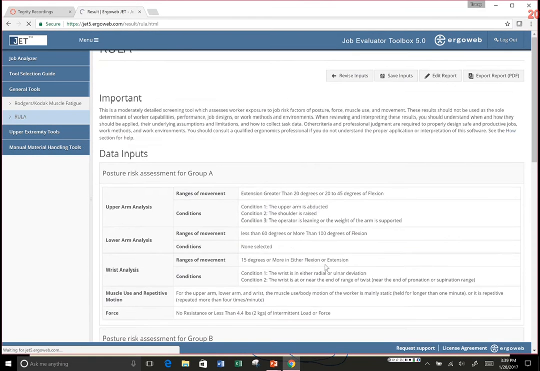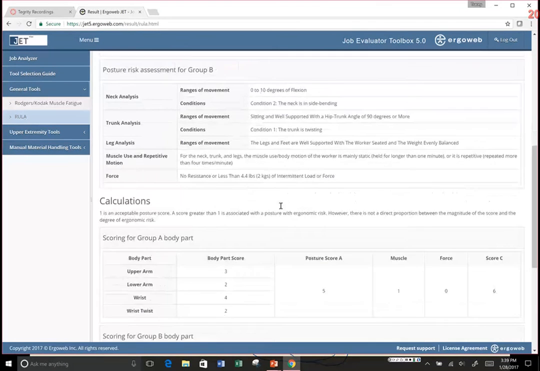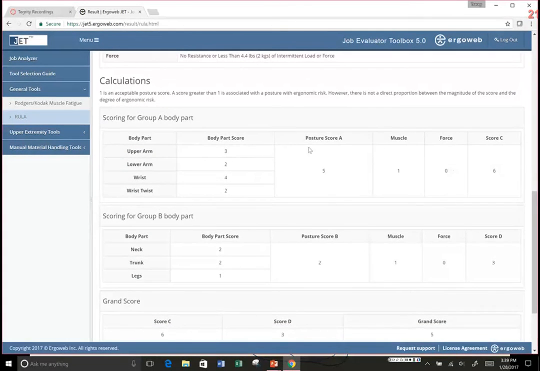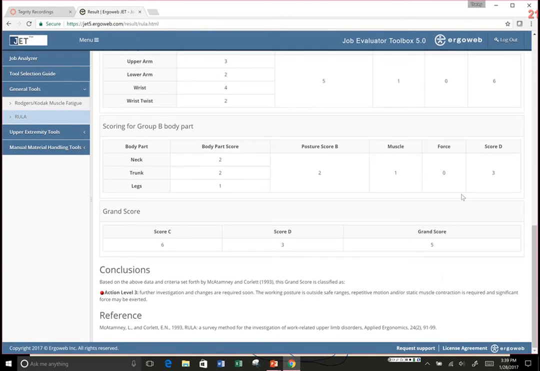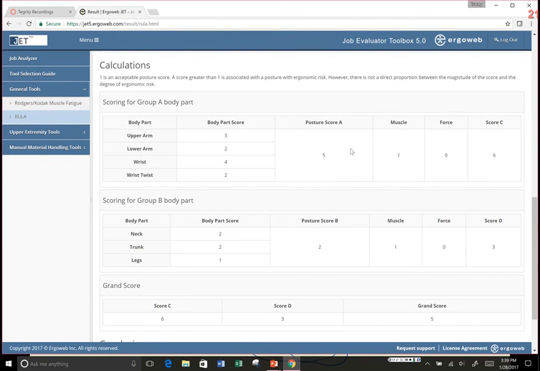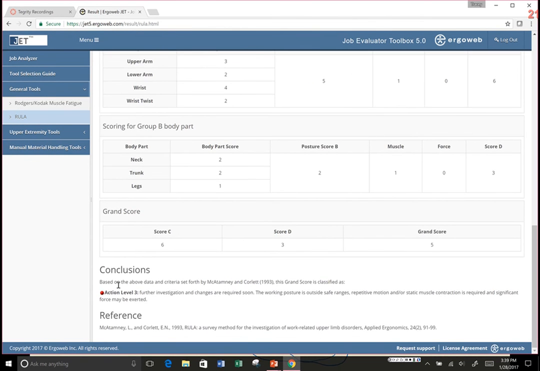Okay, so once you get that, hit calculate. It gives you all the inputs again, and it'll give you a scoring system. Force was low. Yes, we had some muscle use. Yes, we had some bad postures, particularly in group A, and so we have some high scoring. Grand score of 5. Action level 3 gives you a red dot indicating that further investigation, changes are required soon. Working postures outside safe ranges.